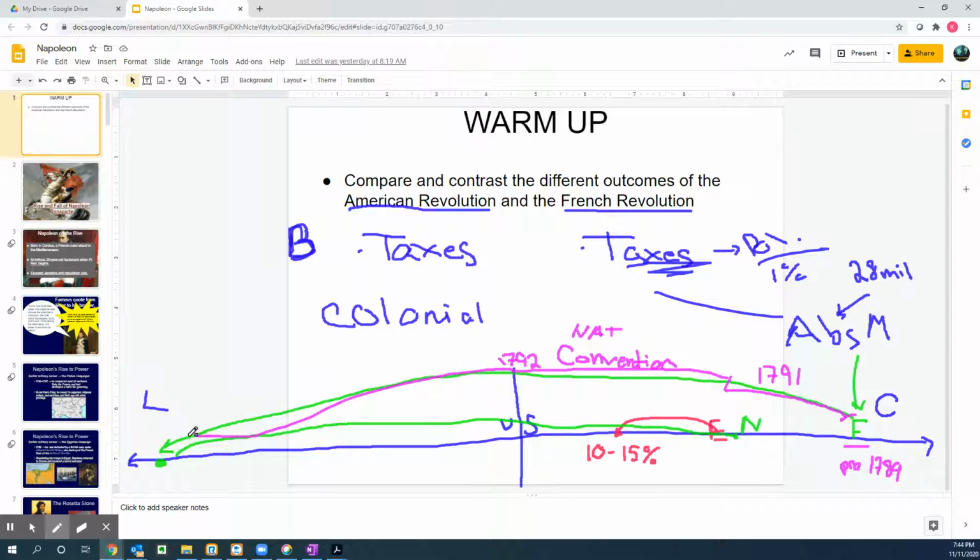Then they quickly move all the way to the left, but become a leftist dictatorship under Maximilien Robespierre. And that lasts for about a year and a half. So we'll say 1794.